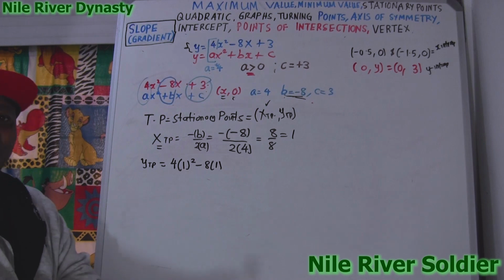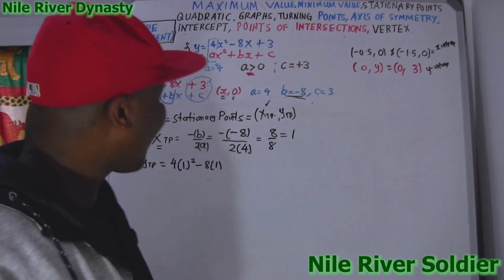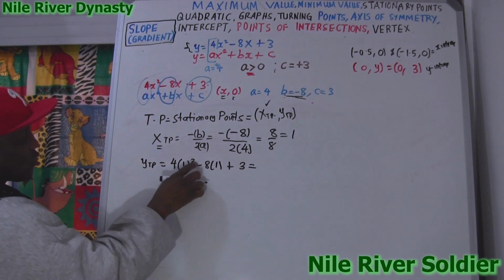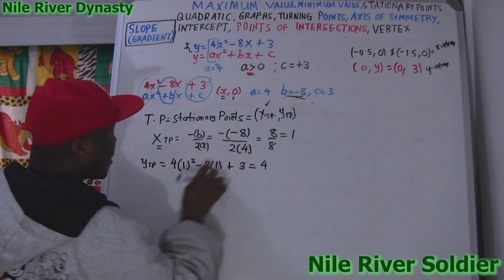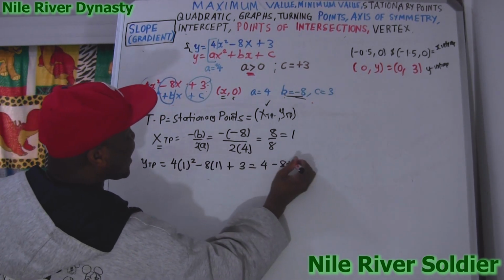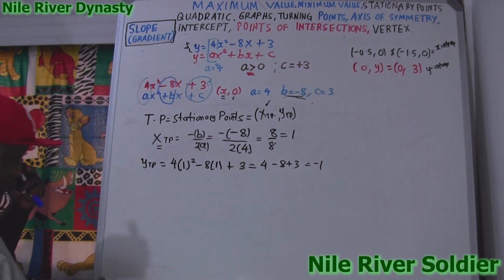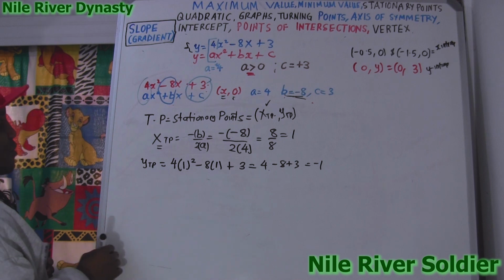Always put your bracket. I'm used to brackets. Brackets are going to save your life, baby. So I say plus 3. Now this is going to be 1 squared equals 1, times 4 equals 4. This is going to be negative 8 plus 3. This and this, 7, equals negative 1. So y at turning point equals negative 1.